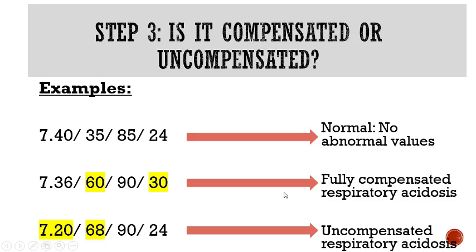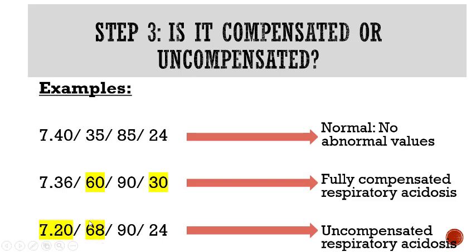We are going to practice the heck out of this, guys. I swear. I know this is a lot. We will practice it, and you will figure it out. The next one is comparing this fully compensated to an uncompensated. So here you have an acidotic pH, 7.20.